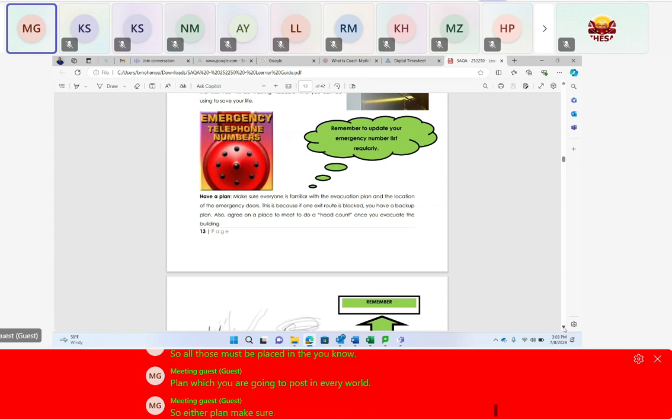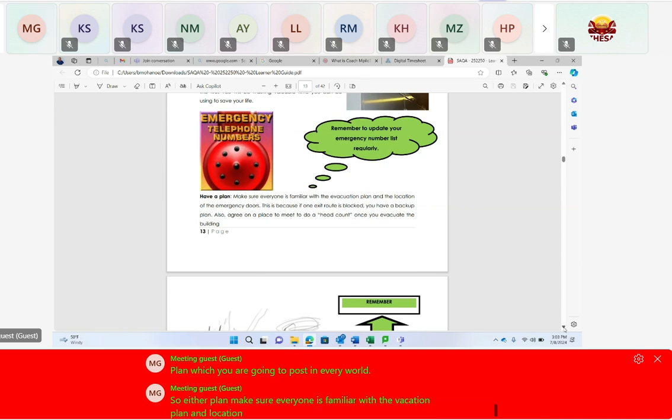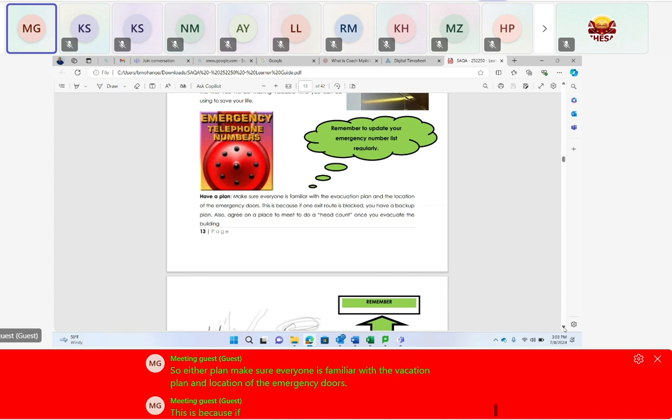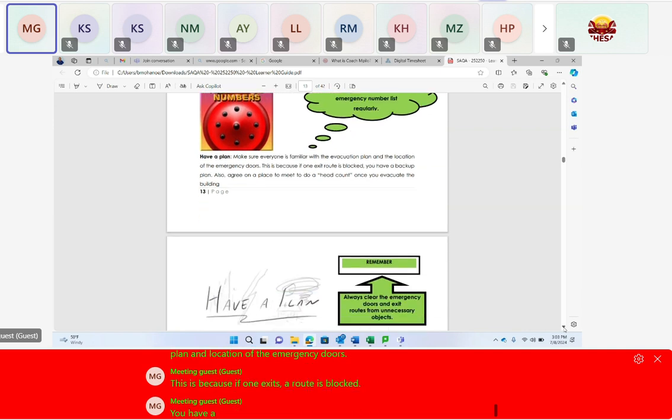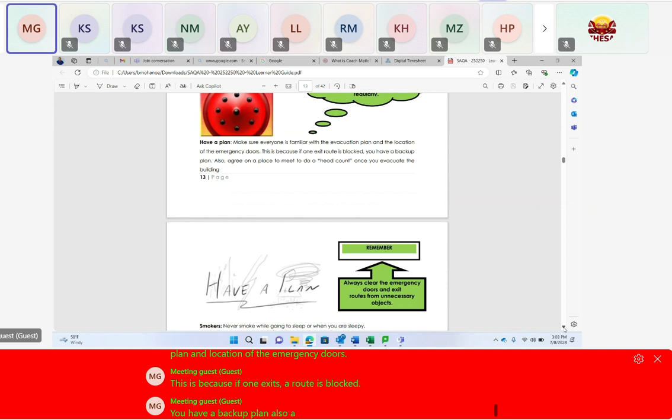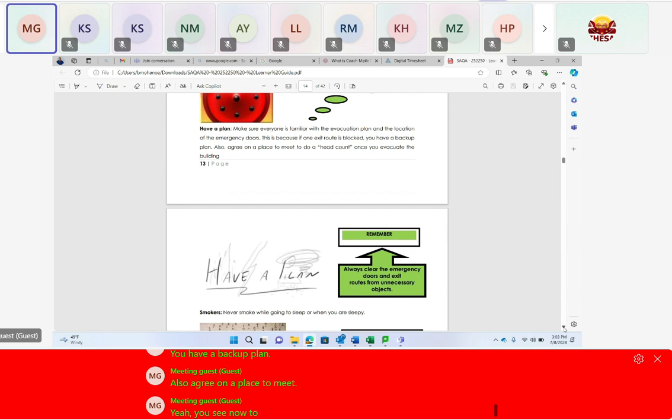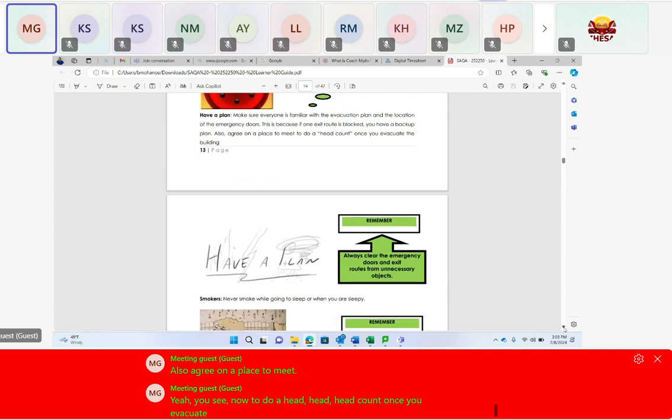Make sure everyone is familiar with the evacuation plan and location of the emergency doors. This is because if one exit route is blocked, you have a backup plan. Also agree on a place to meet, to do a head count once you evacuate the building.